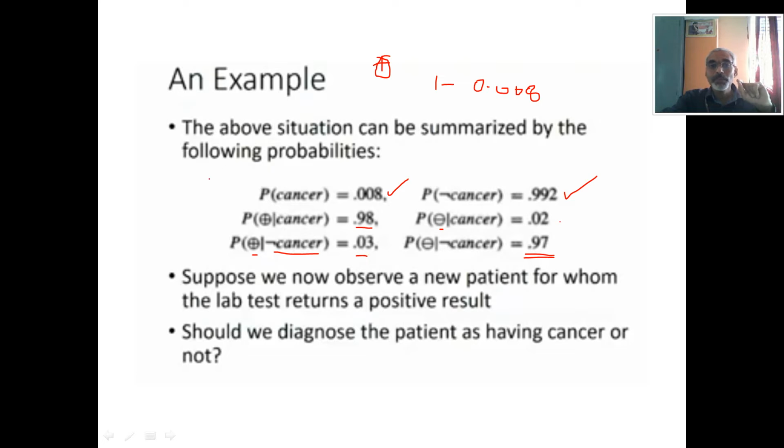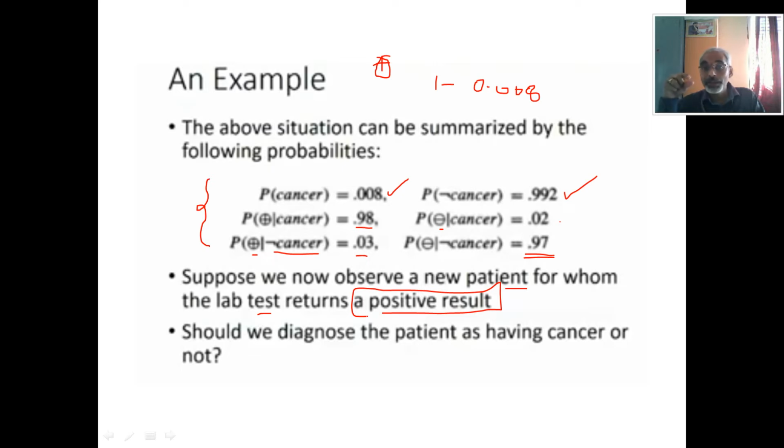Now these are the probabilities we have calculated. Now suppose we observe a new patient for whom the lab test returns a positive result. Right? Now a new patient comes to the lab. They do the test and the lab is going to give a positive result. Now when a positive result is given, should we diagnose this patient as having cancer or not?